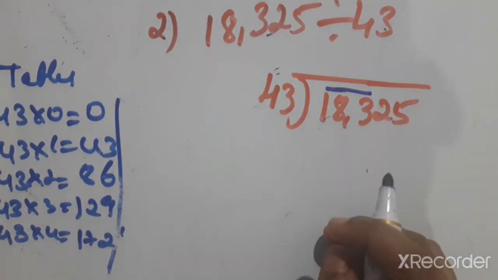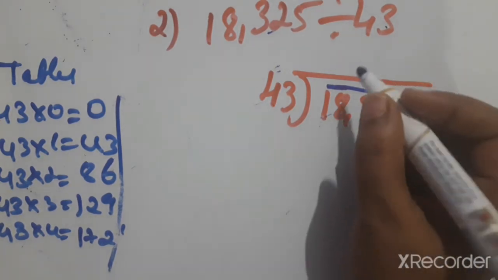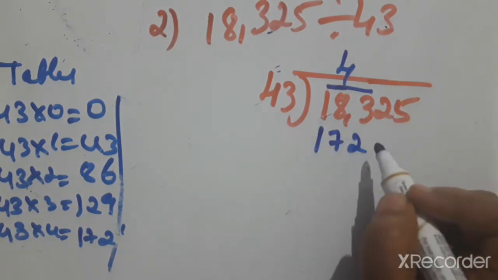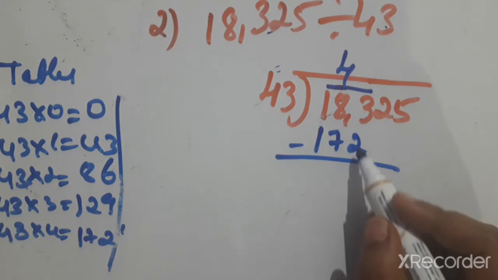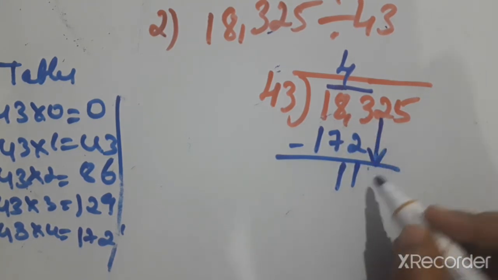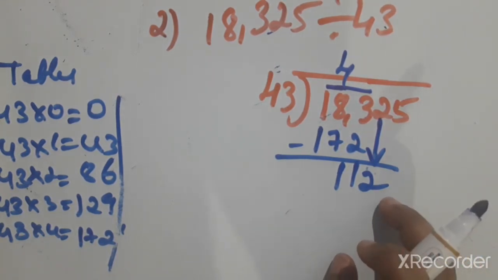So 43 4s is 172, 43 4s we got 172. This is the nearer one, and 5 is greater than 183. 4 is 172. Minus: 3 minus 2 is 1, 8 minus 7 is 1, so 11. And bring down one number, only one number. The step is only to bring one number down.